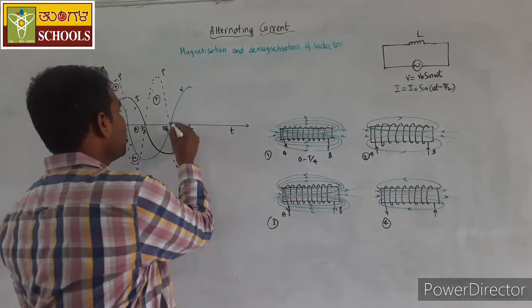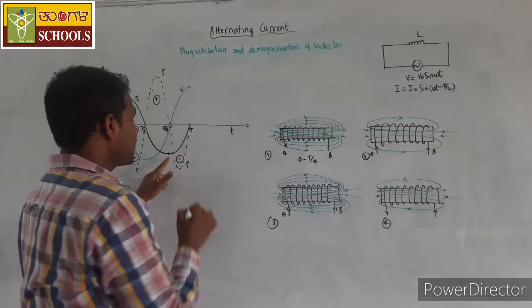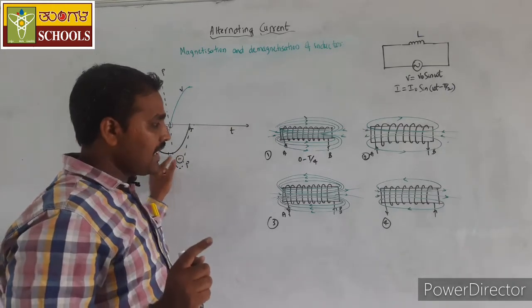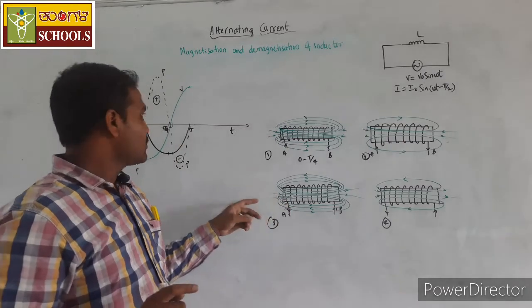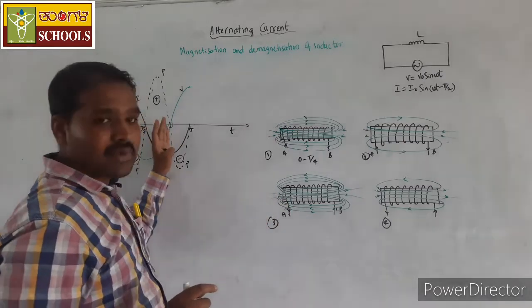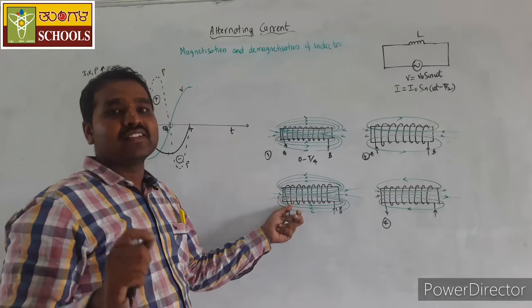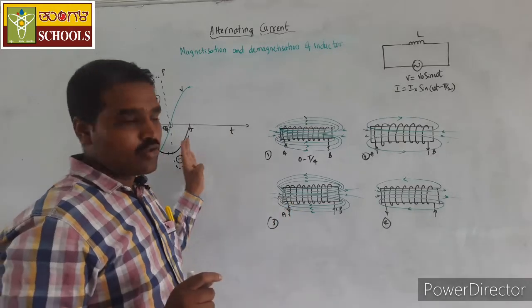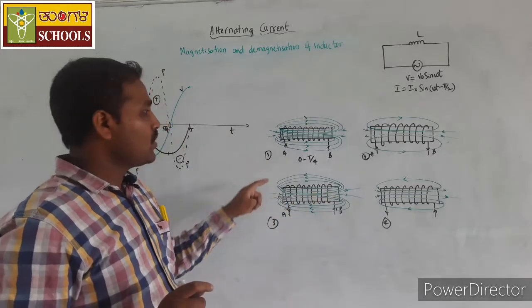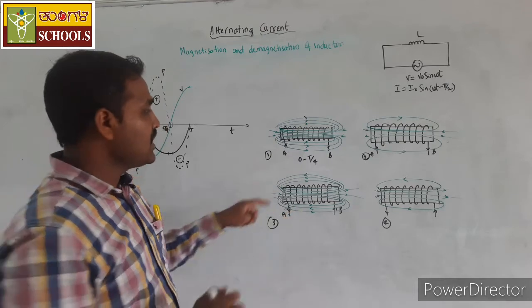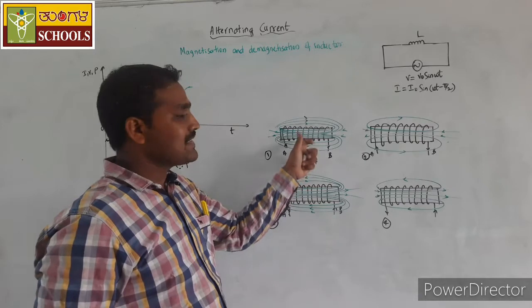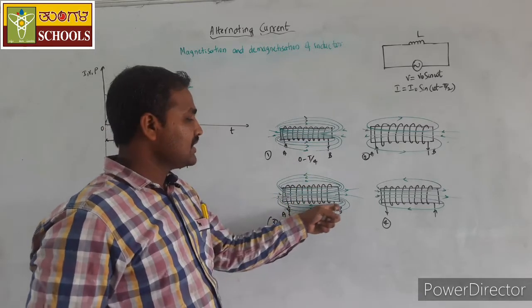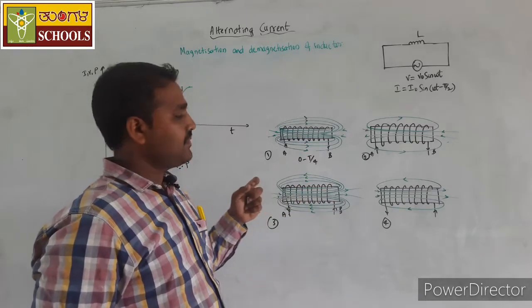So exactly at 3T by 4, the current is maximum, hence the magnetic flux induced is also maximum here. During T by 2 to 3T by 4, the coil gets magnetized from 0 to maximum value, but the direction is opposite. In case number 1 and case number 3, the directions are opposite but the process is the same, because the direction of the current is opposite.